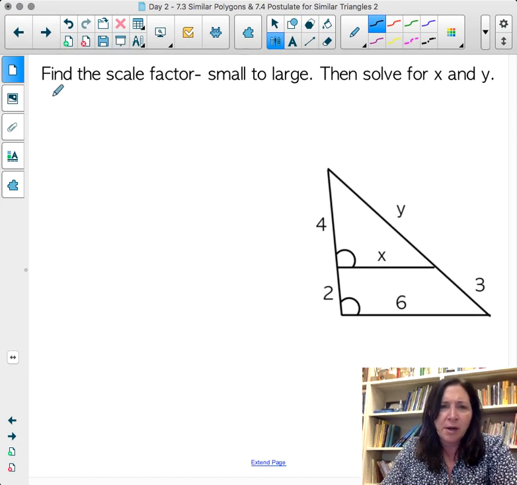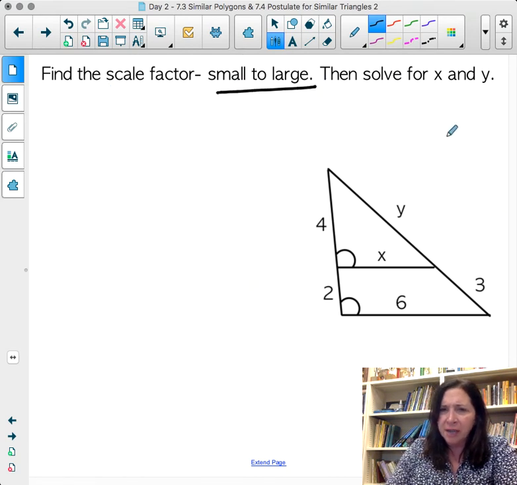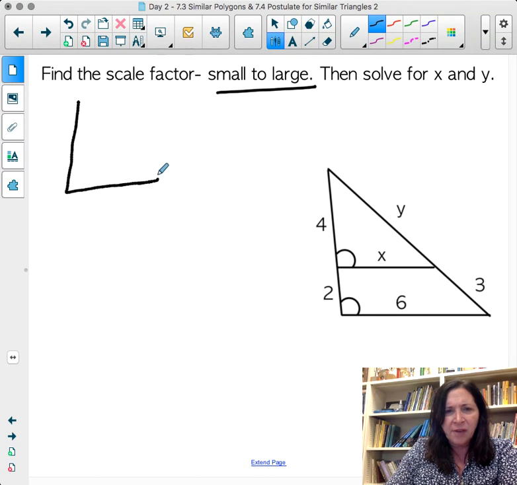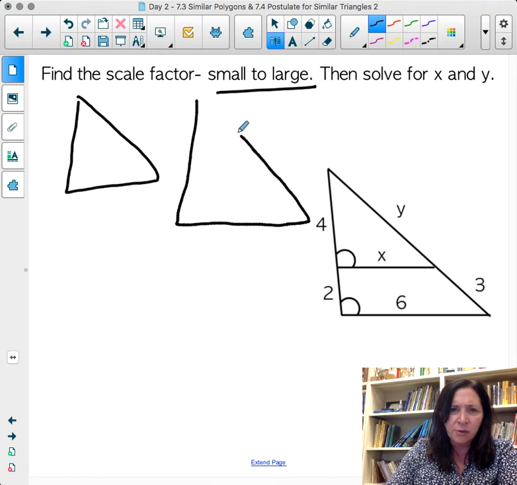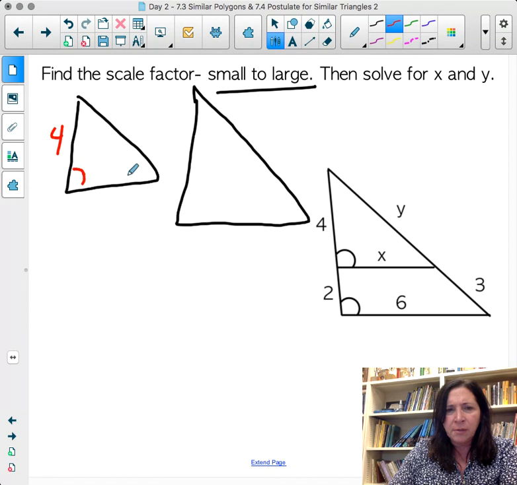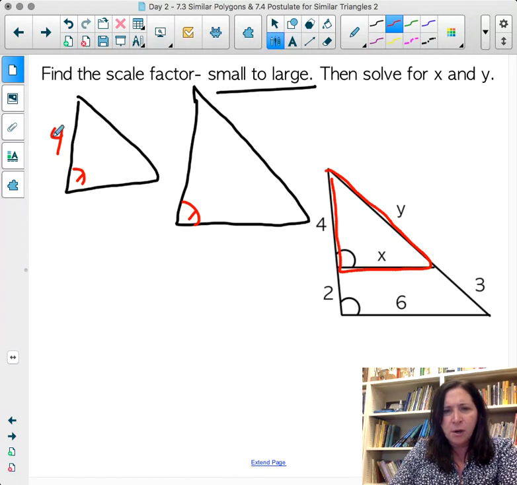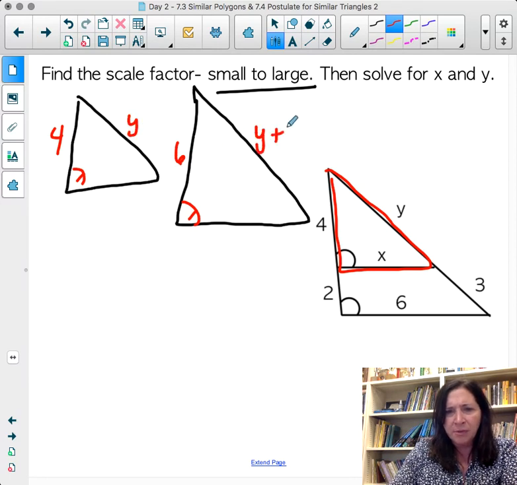For this one, we're going to find the scale factor, small to large again, find x and y. And again, I just really want to stress, it's kind of important. Not everybody does this, but I personally do like to split up my triangles. So on the left side, I have 4, and I'm going to put my little congruent angles here because this is the small triangle that I'm peeling off like this. So I have 4, and then the long length is 4 plus 2, which is 6. Then I have the small length is y, and this is going to be y plus 3. And I know this is x, and that's 6.